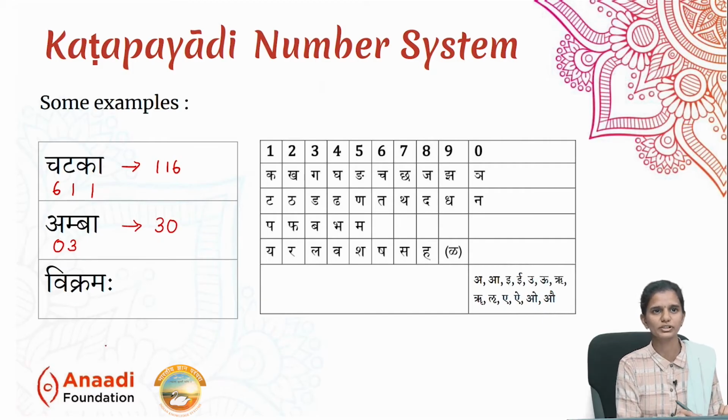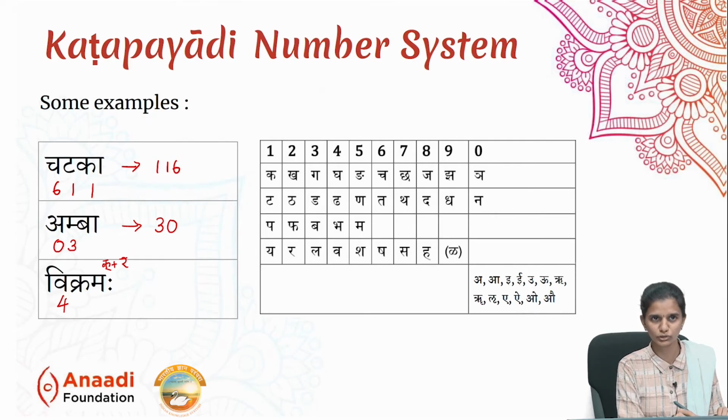The third example is vikramaha. So, va will have the value 4. So, we write 4 here. And kra. This kra is a conjunct consonant. This is made of ik plus ra. Now, what did we see? In case of a conjunct consonant, we are only going to take the value of the last consonant.